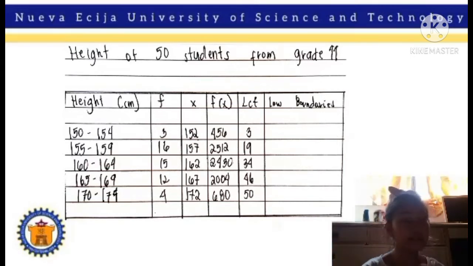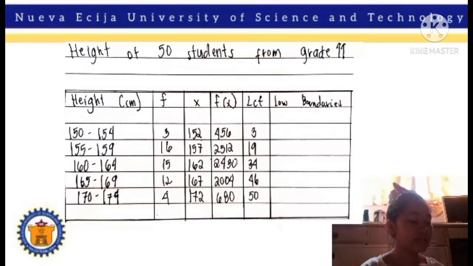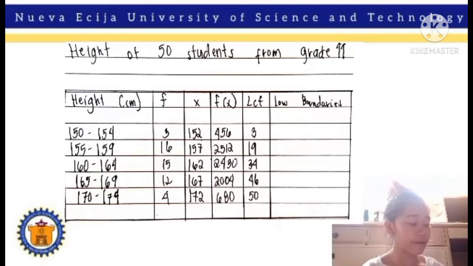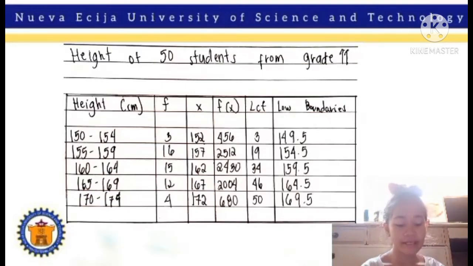And now we will get the lower boundary. To get it, we will just subtract 0.5 from the left number. 150 minus 0.5 is 149.5. 155 minus 0.5 is 154.5. 160 minus 0.5 is 159.5. 165 minus 0.5 is 164.5. 170 minus 0.5 is 169.5.